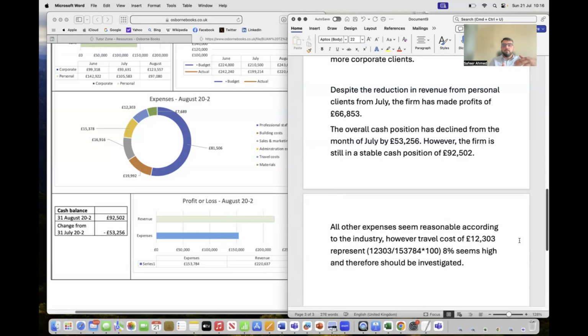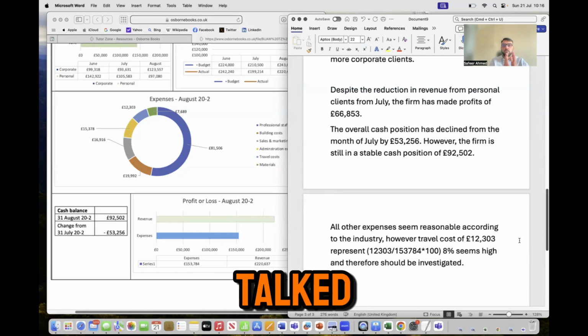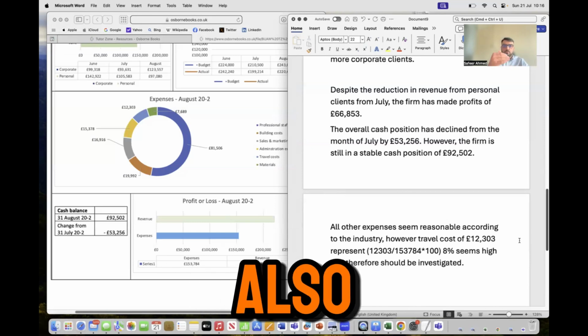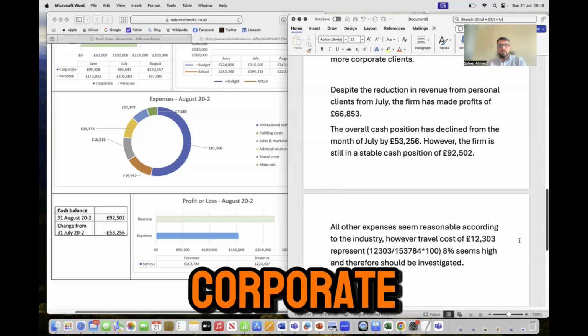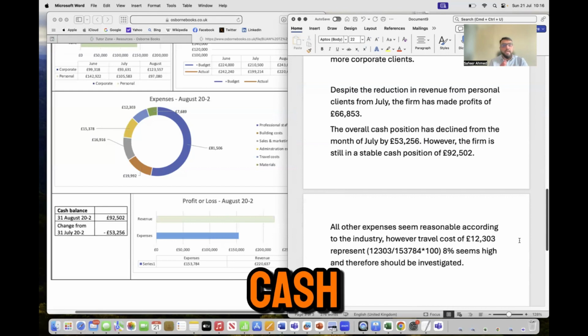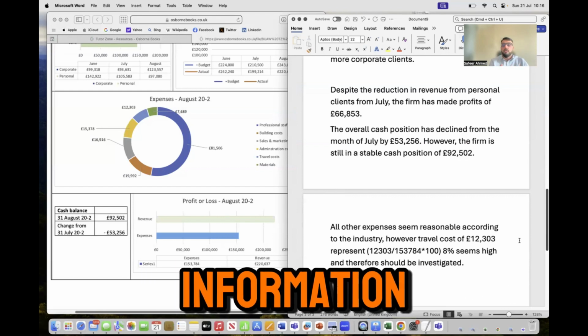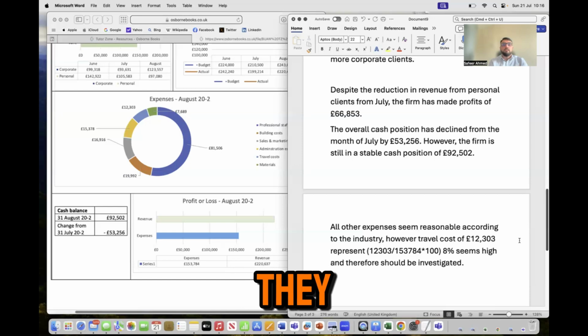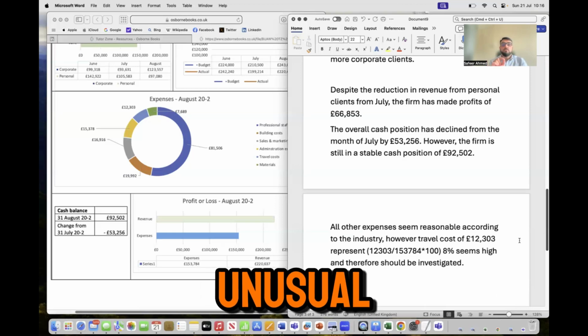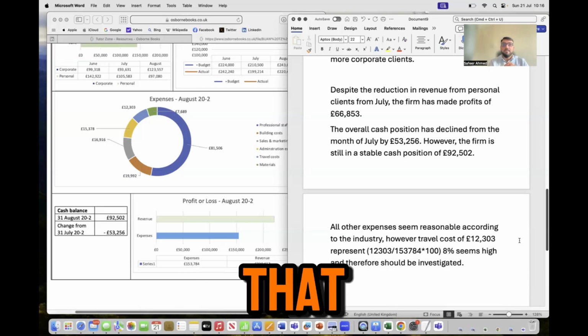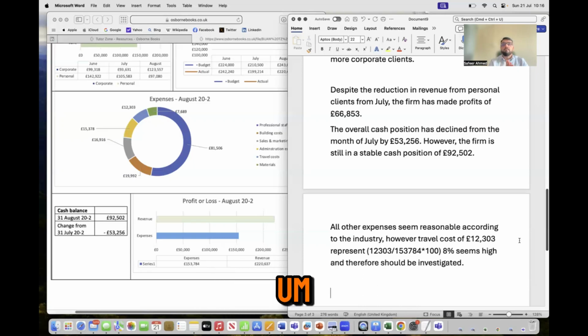Okay, you see that the way I structured this answer is I talked about the revenue for each of the months, and also the breakdown of the revenue from personal clients and corporate clients. And then I talked about the cash balance. They're giving you that information. I talked about the profit and loss as well. And I talked about the expenses. So always look for anything unusual, especially when it comes to expenses, that doesn't make sense in line with the industry that this business is operating in.